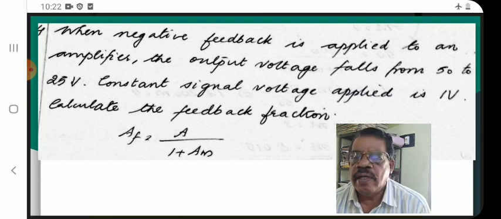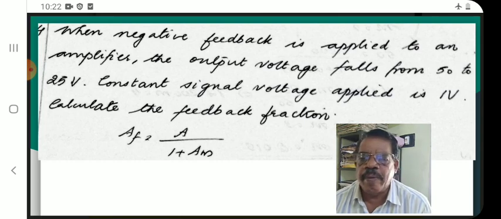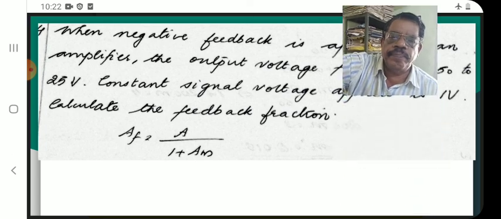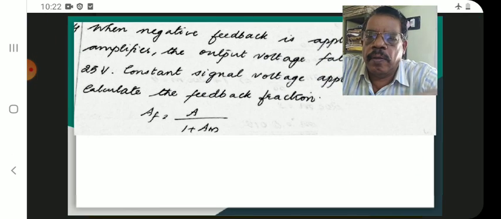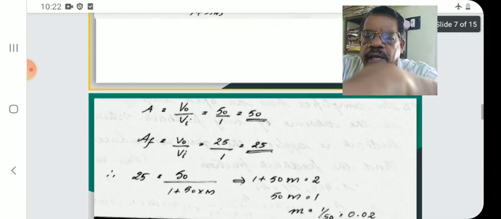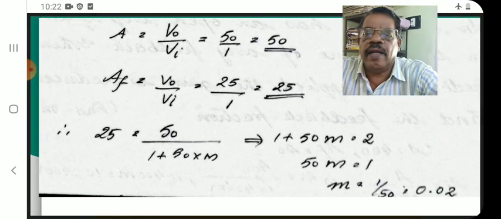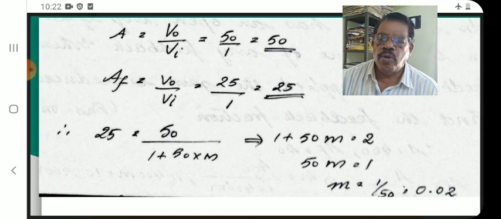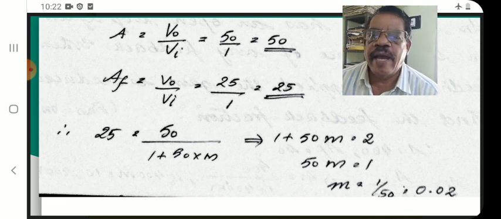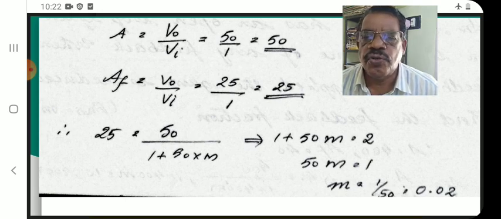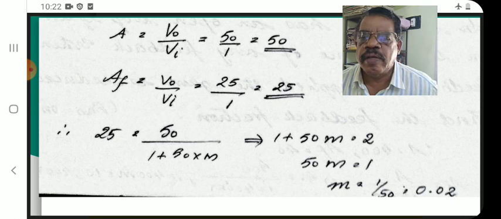The circuit is negative feedback. AF is A by 1 plus AM. A and AF we have to calculate from the output voltages and input voltage given in the question. What is A? A is VO by VI, that is 50 by 1. The input voltage in both cases is 1. The output voltage changes. A is VO by VI is 50 by 1, 50. AF is VO by VI equal to 25 by 1 is 25. So we obtained A as 50 and AF as 25.